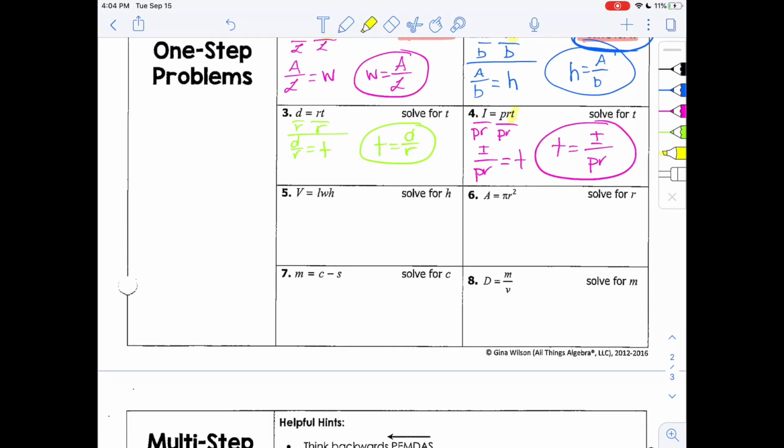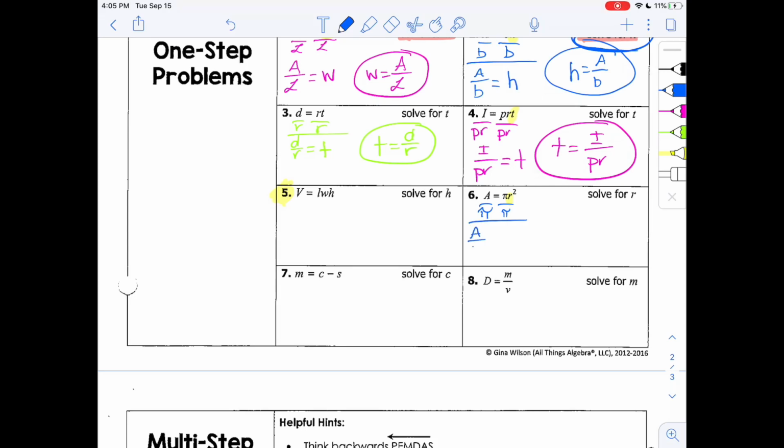Let's skip down to number 6. Go ahead and highlight number 5. Number 6 wants us to solve for R. The other variables we have with R is the pi symbol, which we can treat like a variable even though we know it represents a number, and the squared symbol. So the first thing we want to do is get rid of that pi symbol. Instead of multiplying by pi, we're going to divide by pi. Because remember, when pi and R are side by side, that means to multiply.